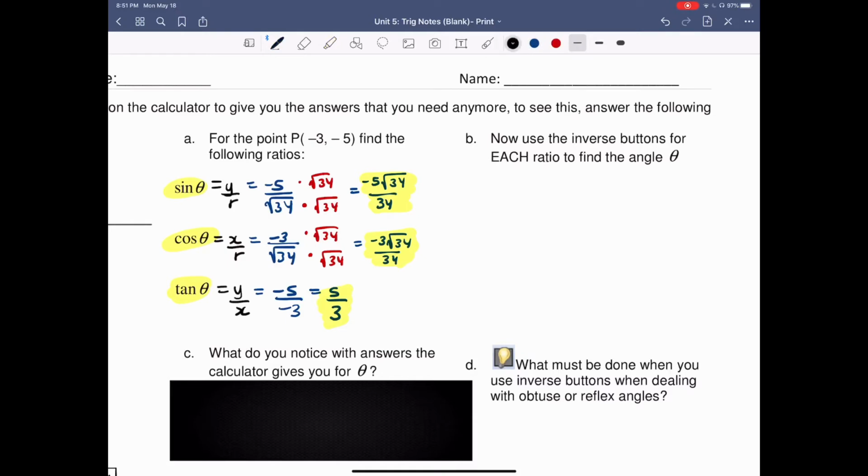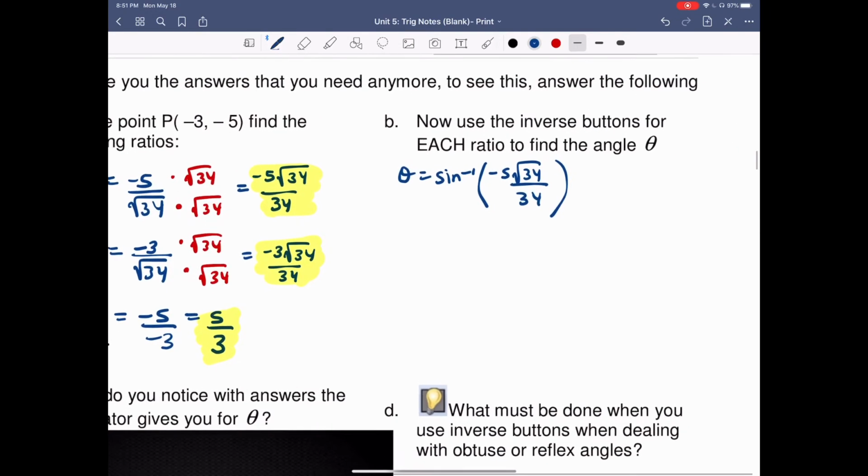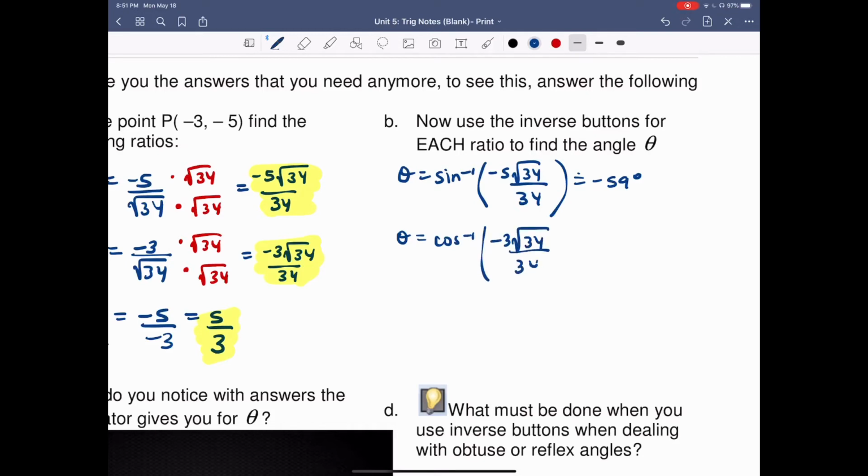So basically what you're doing is, you're following the highlights, and you're getting theta is equal to sine inverse of, just copying that highlight down, -5 square root 34 over 34. And that is equal to, bad format again, -59 degrees, if you put that in the calculator. So let me just put everything down. So cos inverse of -3 square root of 34 over 34. Theta is equal to tan inverse of 5 over 3.